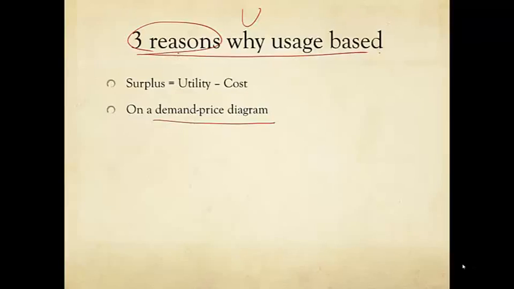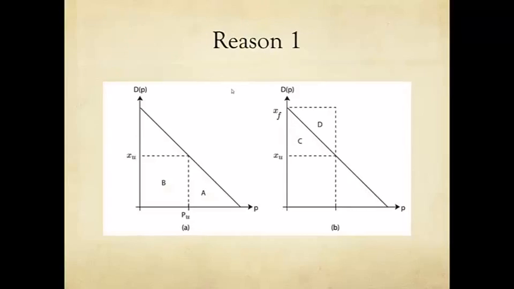These diagrams basically try to illustrate the quantity called surplus, which is defined as the difference between the utility achieved by a consumer and the cost it takes to provide that kind of service. Okay. So here's reason number one, illustrated through this kind of demand price diagram.